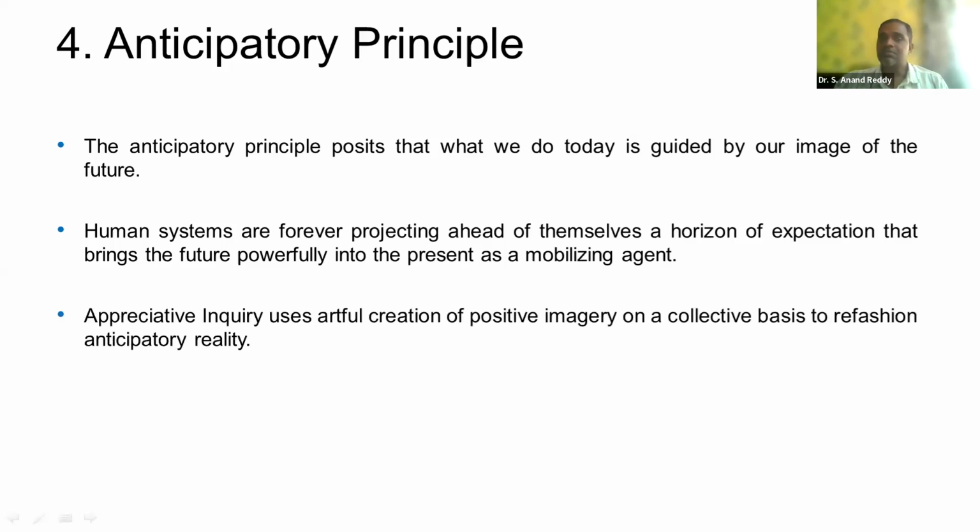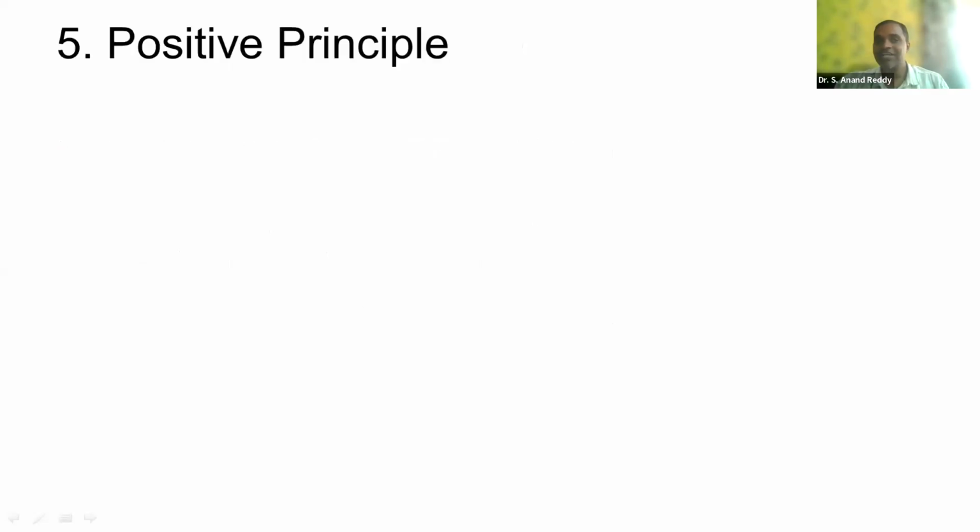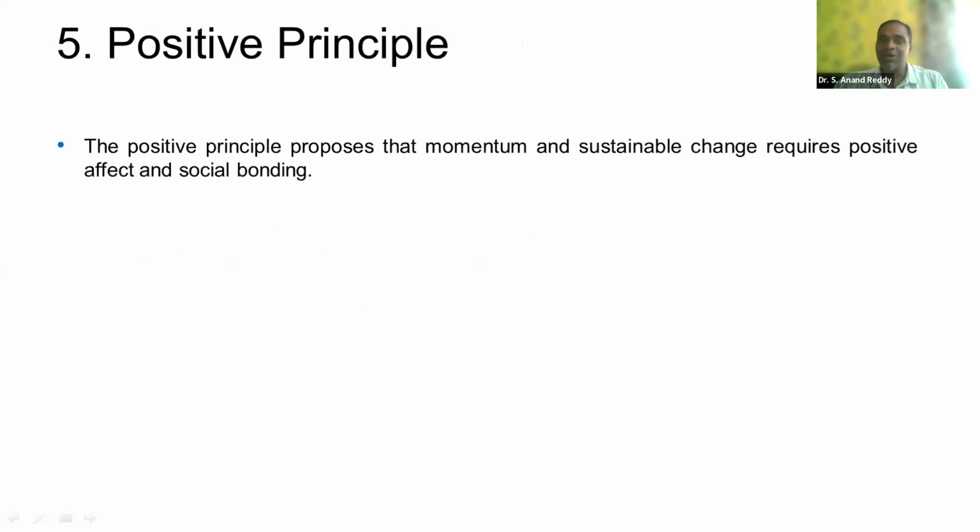Then, look at the positive imagery we are creating in the mindsets of people as a collective, not as an individual. Whatever we do now, we are in the stage of the anticipatory principle in terms of education and these labor codes. Now, the fifth one we are speaking about is the positive principle. The positive principle proposes momentum and sustainable change. Now look at this one.